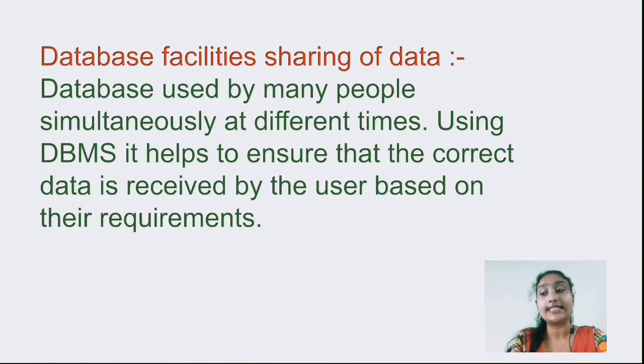The third one is, database facilitates sharing of data. At that point of time, we see that the database is used by many people simultaneously at different times. Using this DBMS helps to ensure the correct data is received by the user based on their requirement. That means through this process we can share our data one after another, and it can be ensured that depending on their requirement, we can extract exactly what type of information we want.